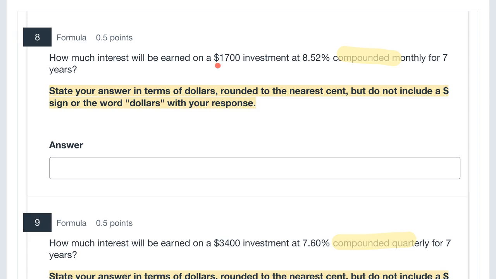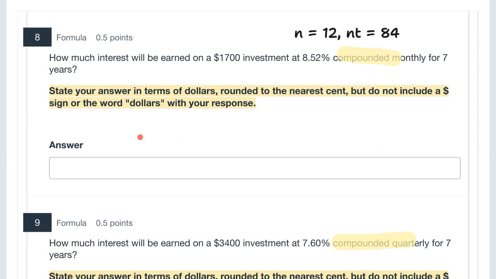How much interest will be earned on a $1,700 investment at 8.52% interest compounded monthly for 7 years? Compounded monthly is an important fact because that tells us we're dealing with the bigger compounded formula with n equal to 12. And that also tells us that exponent nt is equal to 12 times 7, which is 84.